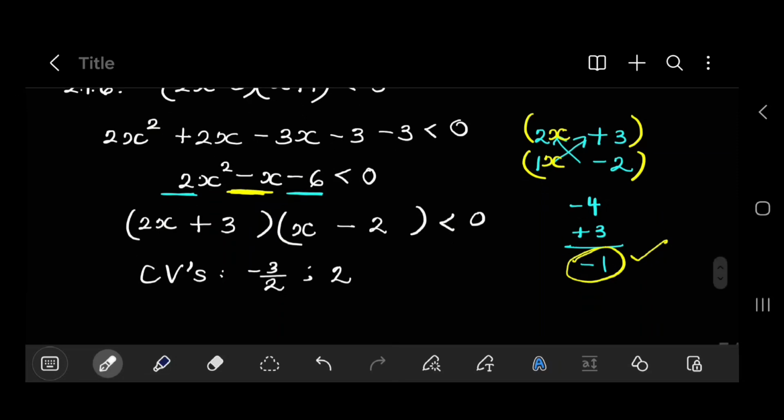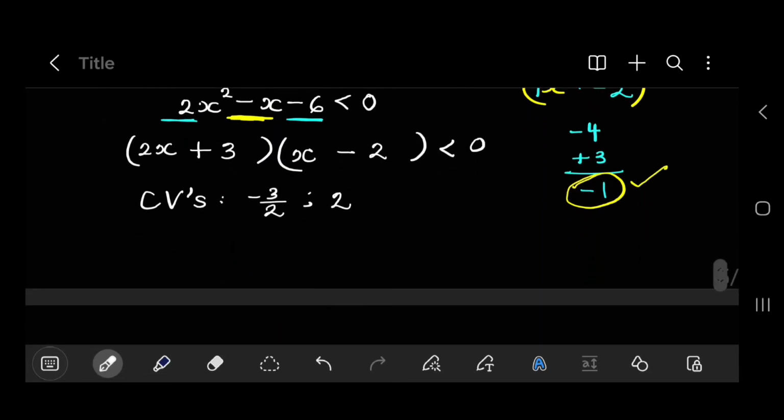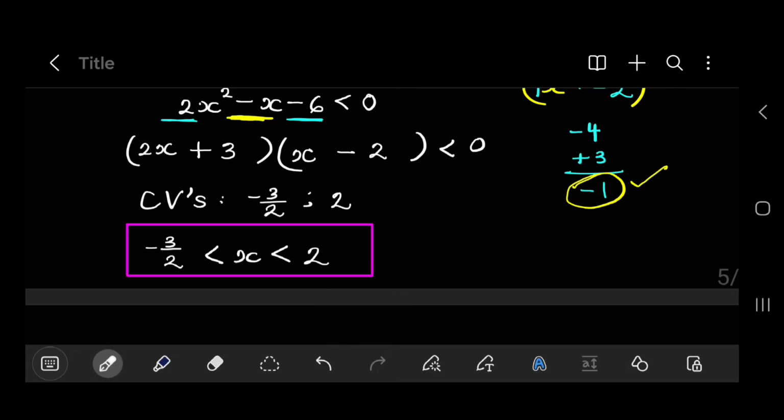Now, from your critical values, you're going to write down your answer. Since we've got a less than in the question, this is how our answer would be written. We have one answer written together, where we read it as x lies between, smaller value goes on the left-hand side, bigger value goes on the right-hand side. So that's it.